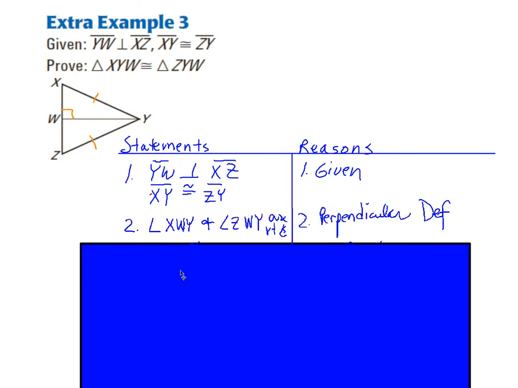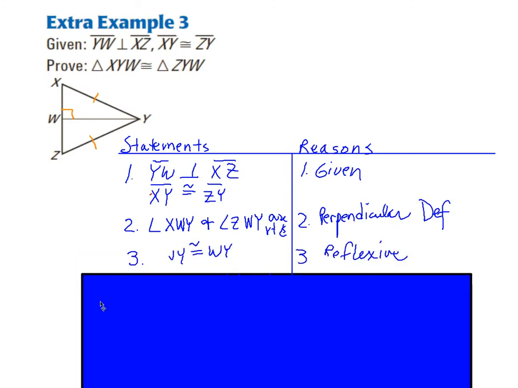So next statement I'm going to write is that angle XWY and angle ZWY are right angles. And that is the definition of perpendicular lines, right? Next thing, we need to find another pair of sides, so I'm going to use WY, and I'm going to say that it's congruent to itself. It's shared between these two triangles, so I get to use it for each of them. And so I write WY is congruent to WY, and we write reflexive property.